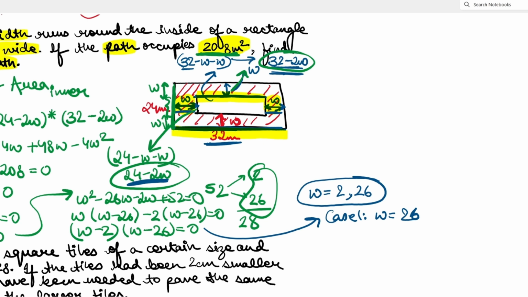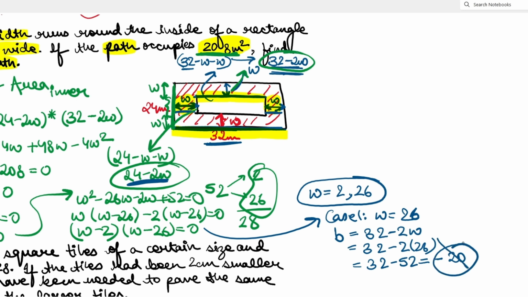So the breadth becomes equal to 32 minus 2W, which is 32 minus 2 into 26, which is 32 minus 52, which is nothing but a negative value, that is minus 20. Again, I told you the sides can never be negative. So we'll discard this solution.